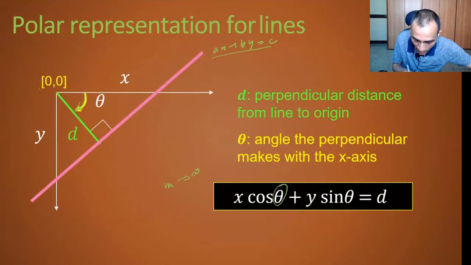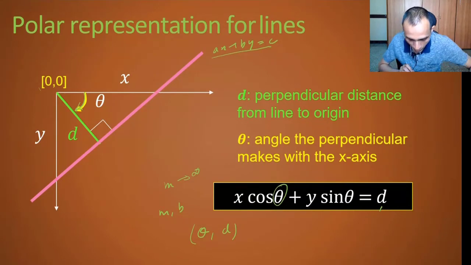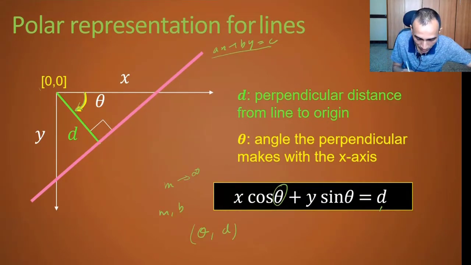Now, instead of m and b, our parameters are theta and d. Theta is the angle that the perpendicular makes with the x-axis, and d is the perpendicular distance from the origin. Okay, so the parameter space will become slightly different.